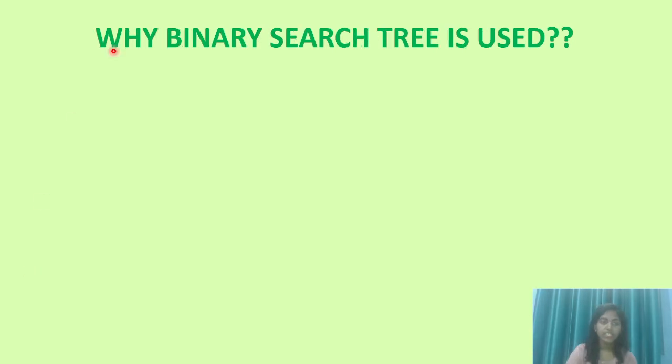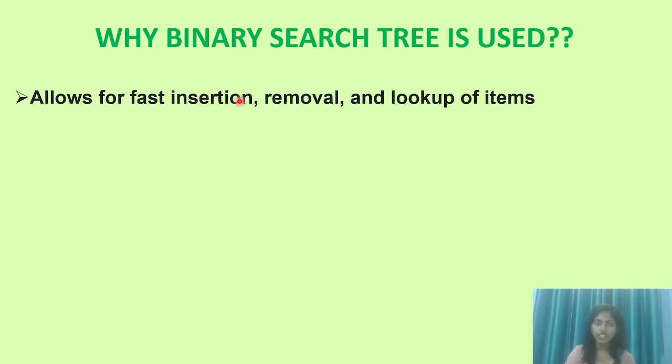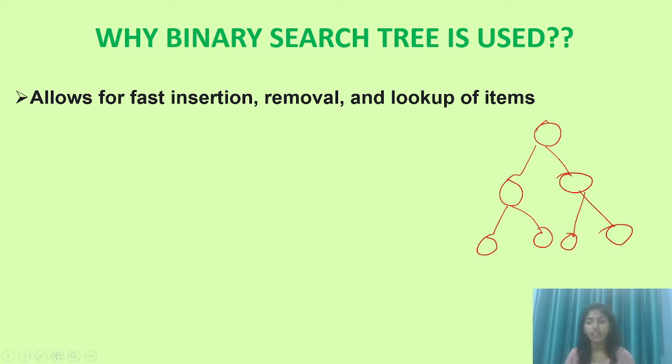So now next we'll see why a binary search tree is used. It allows fast insertion, removal and lookup of items. Any data is there in the binary search tree. Suppose if I draw a binary search tree like this, it may not be balanced or it may be balanced. Now this is a balanced binary search tree.